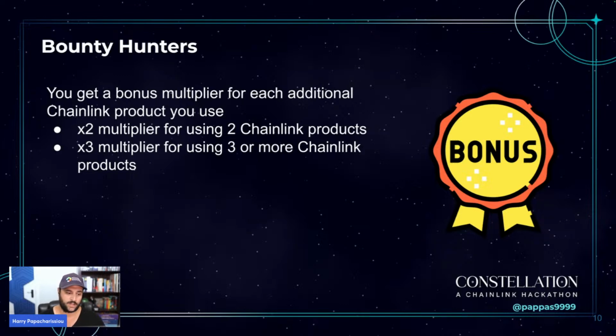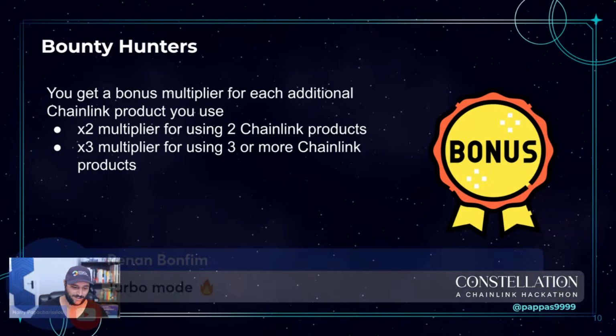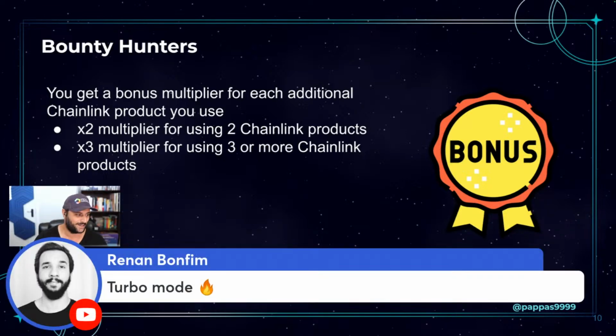So if you guys want to try and achieve a higher score, take a look at your idea, take a look at your submission, and work out, is there a way where we can meaningfully use multiple Chainlink services in our project? Because if we can, we're going to get a better score. So yeah, it's essentially turbo mode. Great analogy there by Renan.